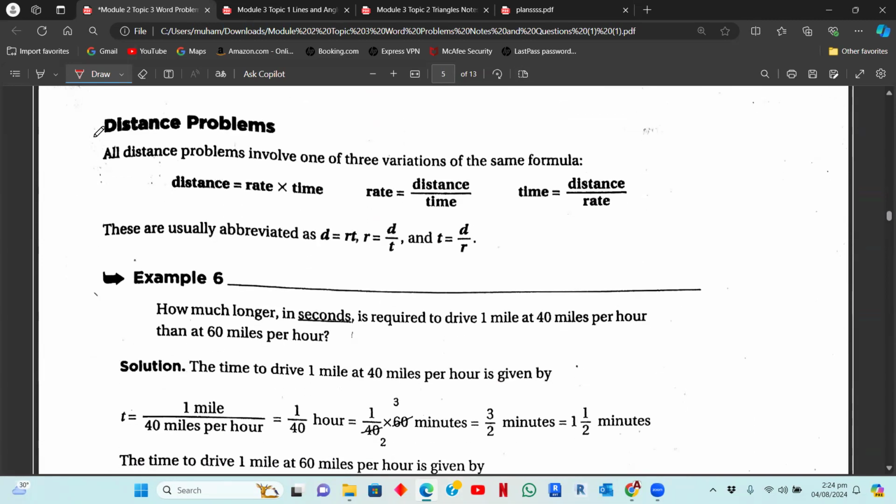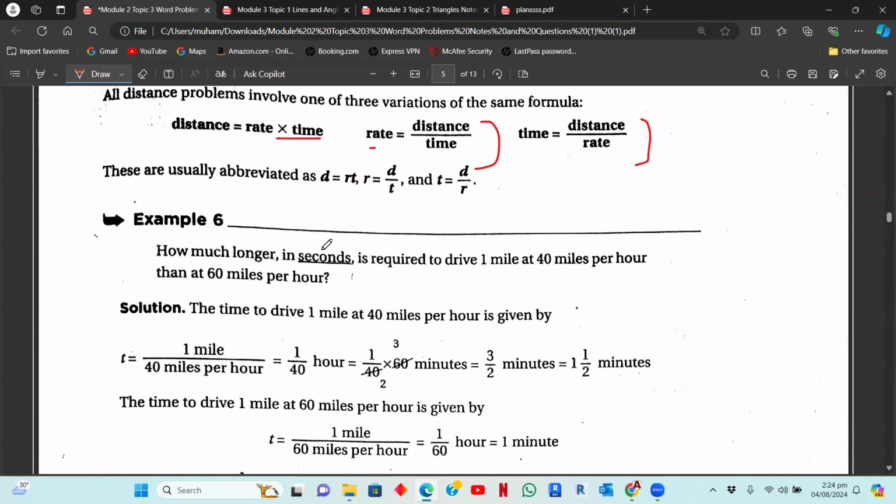Okay, distance problems now. For distance problems, it's important for us to know certain formulas: rate into time, rate is distance over time, time is distance over rate. Rate could be referring to speed over here, okay? So, keeping these formulas in mind, how much longer in seconds is required to drive 1 mile at 40 miles per hour than at 60 miles per hour? 40 miles per hour is the rate, and 60 miles per hour is also the rate.